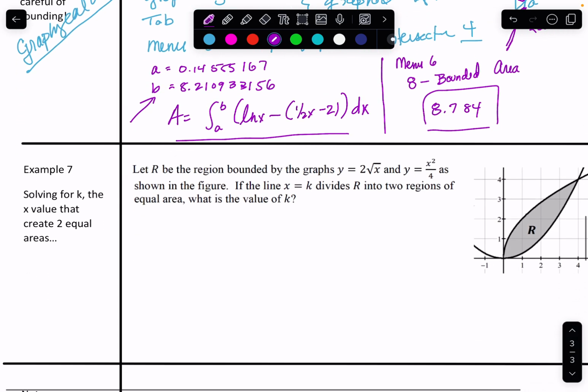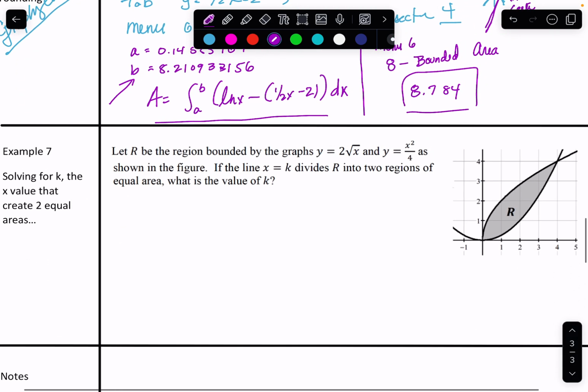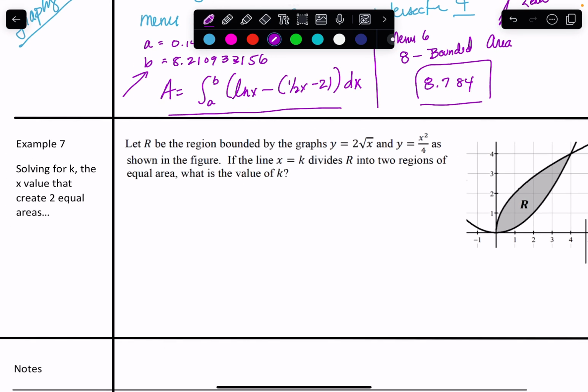One more example before I close out the videos, because this comes up a bunch. It says, let R be the region bounded by the graphs of 2 square root of x and x squared over 4. So those are the two curves. If the line x equals k, right here, divides R into two regions of equal area, so this would be A and B, you have to have A equal to B. What's the value of k?